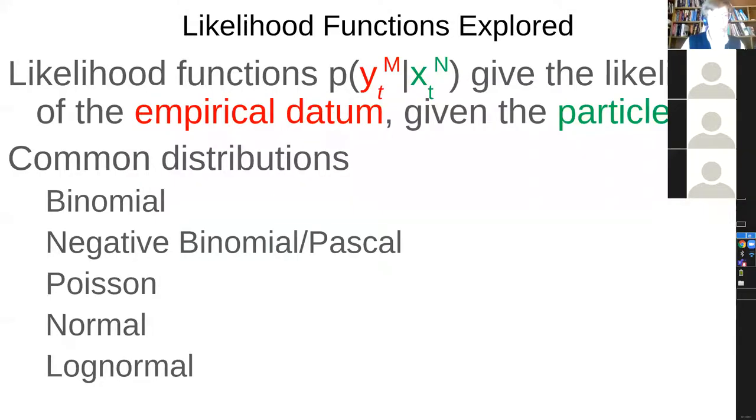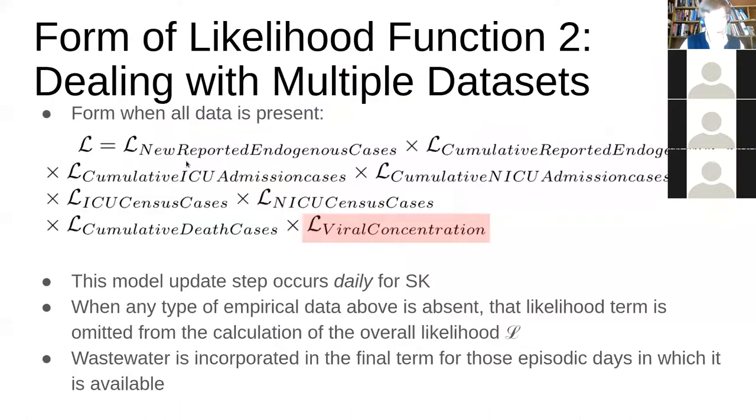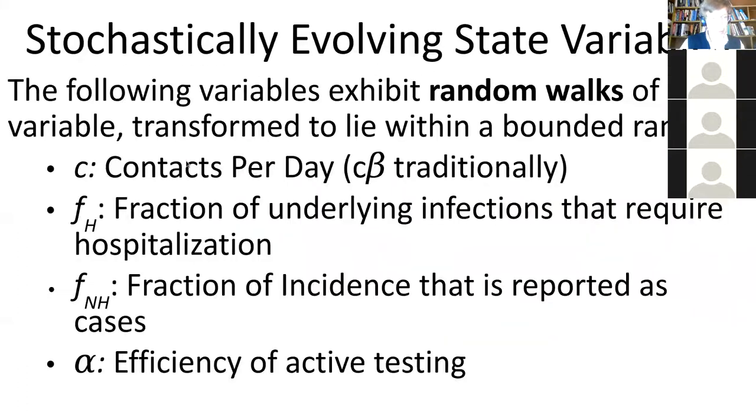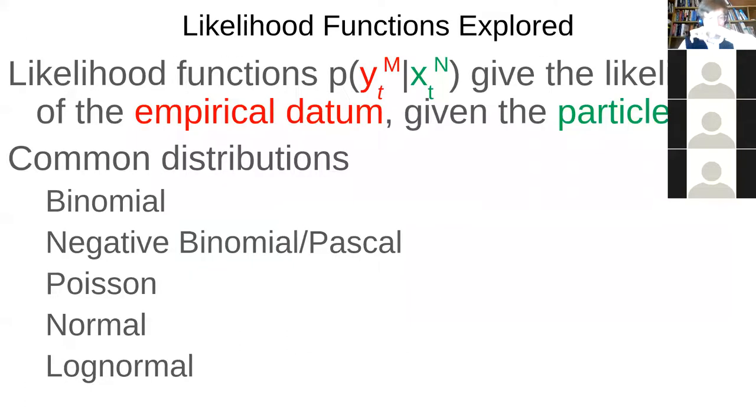We're not going to go on too long with part one of this, but we have these parameters which are evolving over time, and a key component of this is these likelihood functions. What does a likelihood function give?